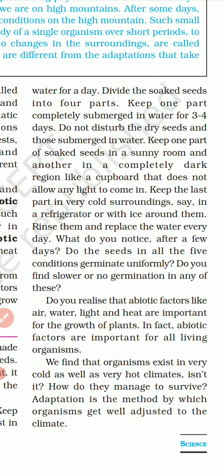Okay. So we have some seeds which are dry, not even soaked, and some seeds which are soaked and completely submerged in water. Keep one part of the soaked seeds in a sunny room where sunlight is coming, and another in a completely dark region like a cupboard that does not allow any light to come in. Now keep the last part in a very cold surrounding, say in the refrigerator or with ice around them.